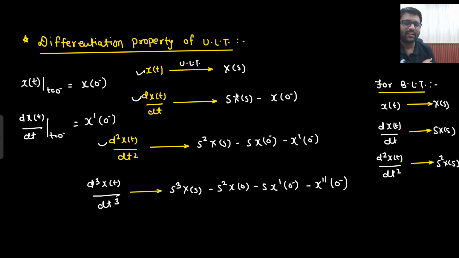So x dash t goes to s X of s minus x of 0 minus. Here, s square X of s minus s x of 0 minus minus x dash 0 minus. Basically here differentiation was done one time, so here there is no differentiation. Here differentiation was done 2 times, so in the last there will be one differentiation.